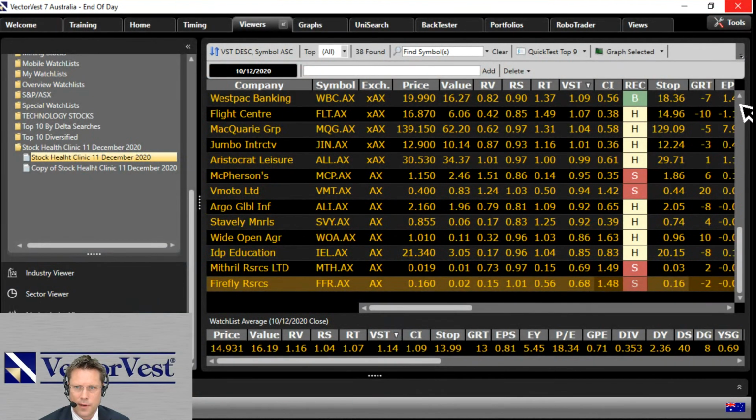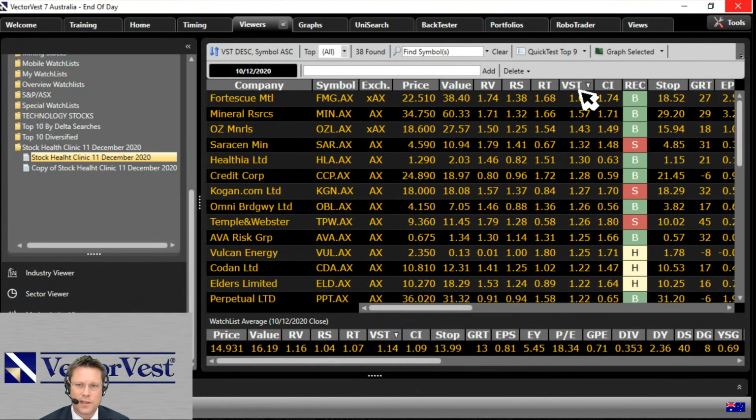Let's go back up to the top of the list. All right, so we've covered VST, value, safety, and timing. It looks at the combination of both fundamentals and technicals. Now, I want to drill into the components behind fundamentals and technicals. These two indicators here, RV and RS, relative value and relative safety.